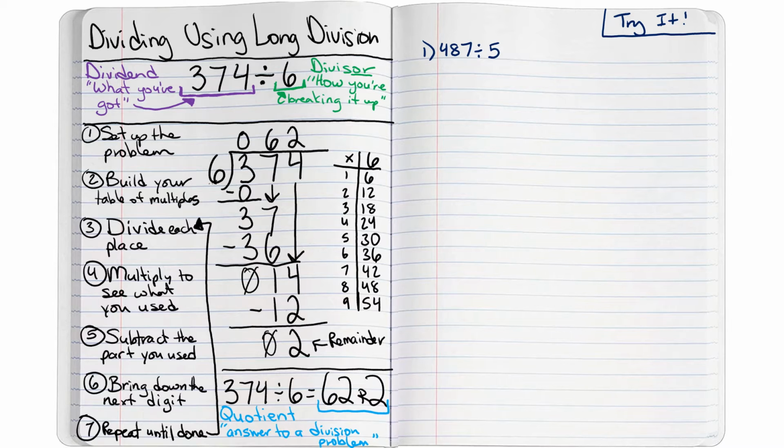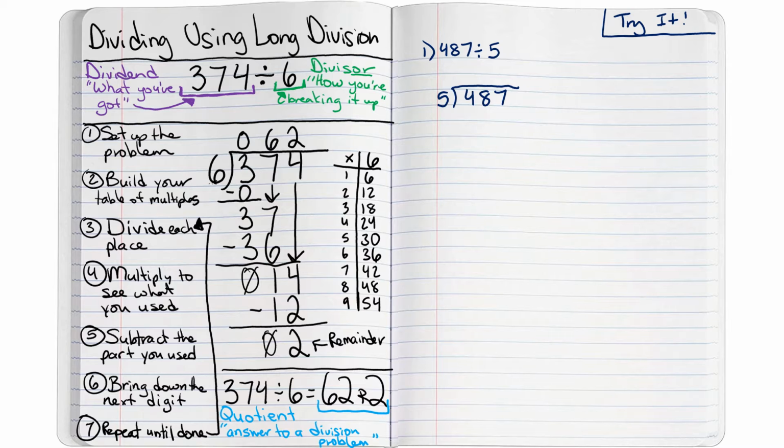When we show our work, we start by setting up the problem. Step 1, actually I shouldn't call that setting up the problem. I should call that writing the problem. We start by writing the problem. Now looking back at my notes that I took earlier, my first step is to set up the problem. So I'm going to skip a couple lines so I've got room to divide, and I'm going to write 487 divided by 5.